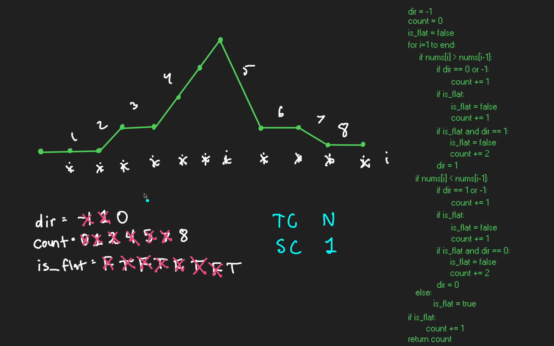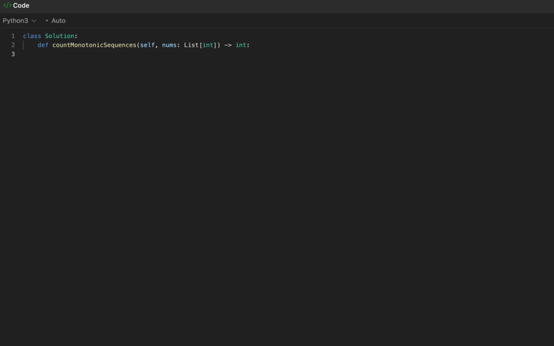Alrighty, we have some nice pseudocode to mimic. Implementation should be easy. Let's start. Okay, what were the three variables we needed? It was a direction that started in the unknown state of -1. A count integer variable defaulted to 0, and let's return that before I forget. And an is flat boolean set to false at first. We'll begin our for loop where we'll carefully start at the first index.